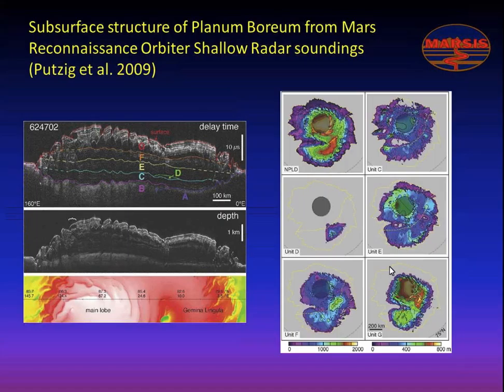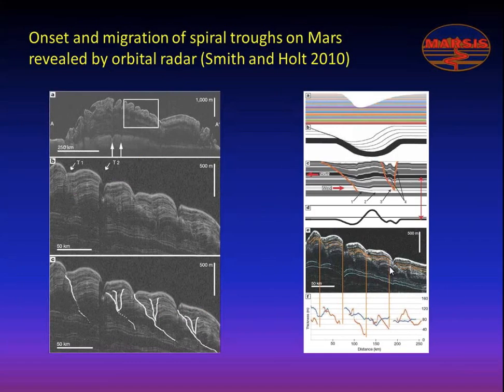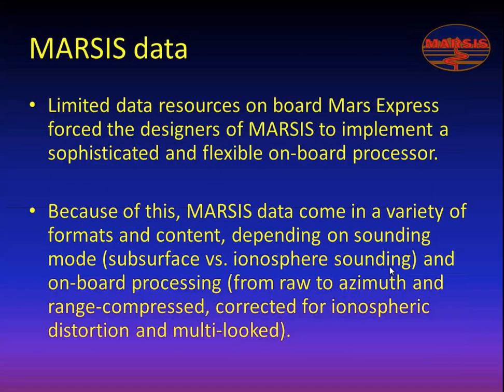Again, lobate debris aprons. And as time passes and the elaboration becomes more sophisticated, and more data were available, it was possible to map the thickness and the different stratigraphic sequences in the polar deposits, in the North Polar Layered Deposits, and also to map unconformities to infer the processes leading to the formation and migration of the spiral troughs of Mars.